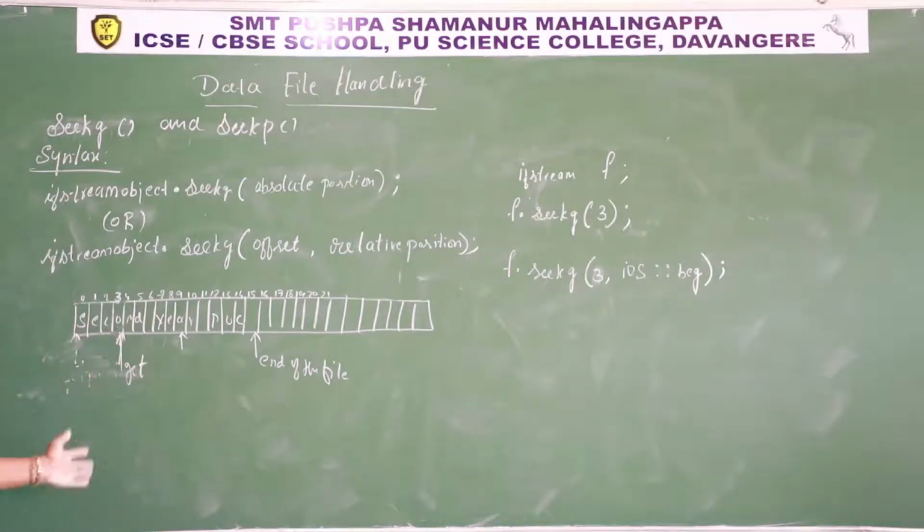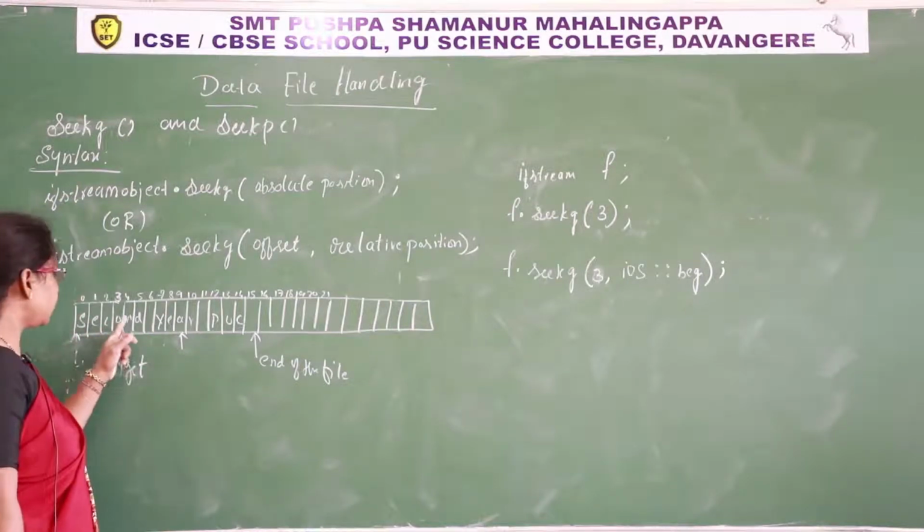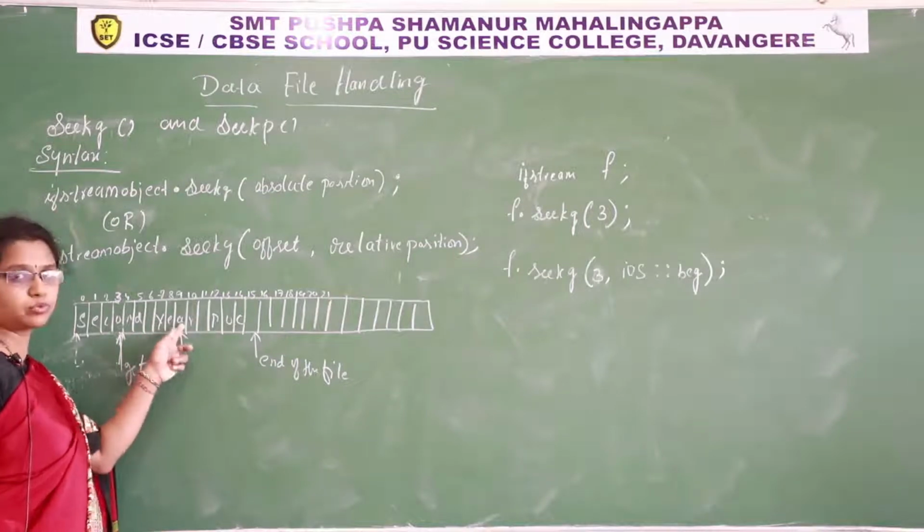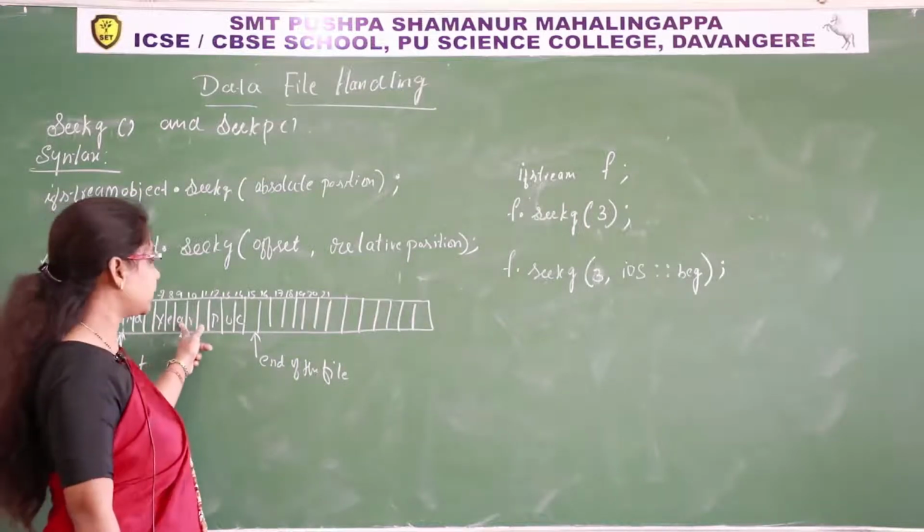Only the first time it is m+1. When you are moving from the beginning, it considers m+1, and in the remaining cases it considers m. So how many bytes? 1 2 3 4 5 6. It has to move to this location. Offset is 6.